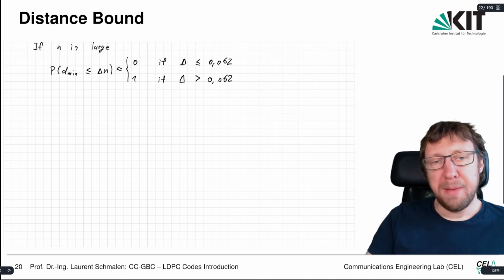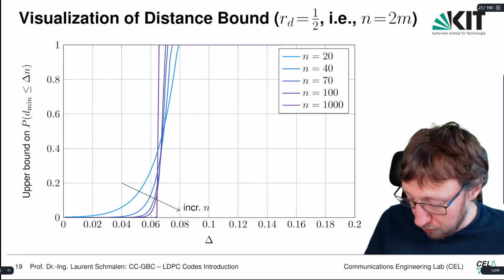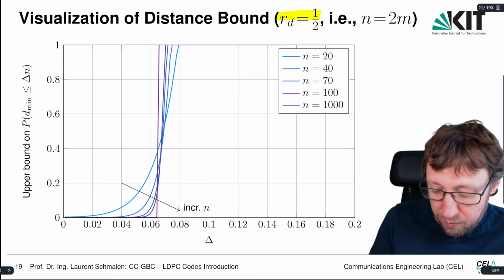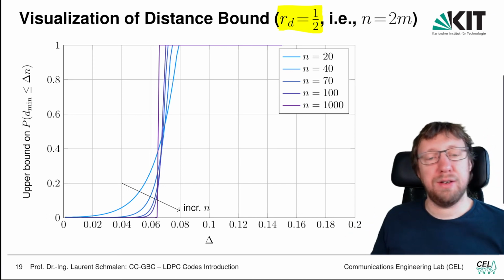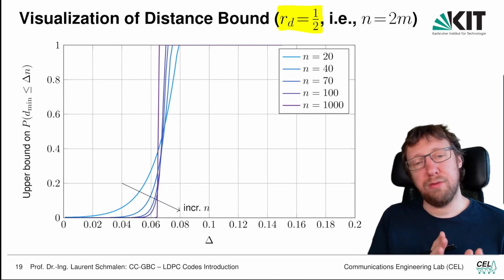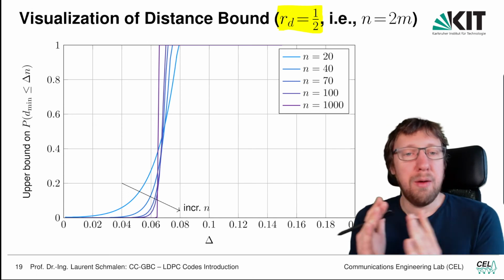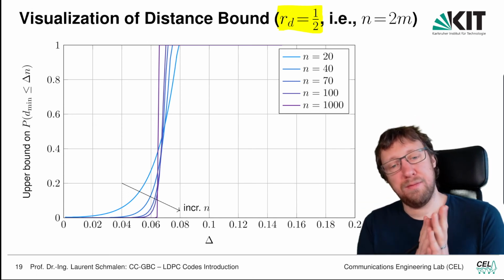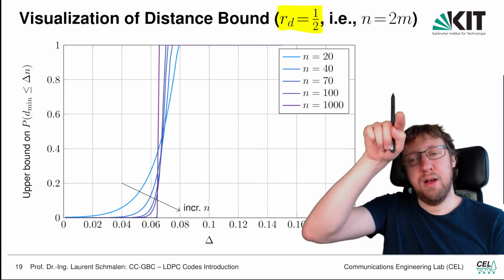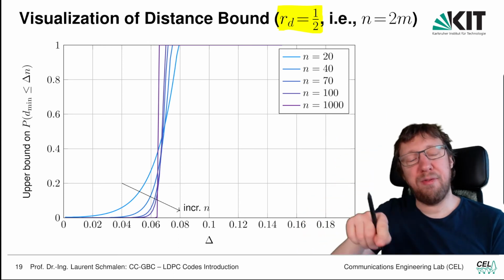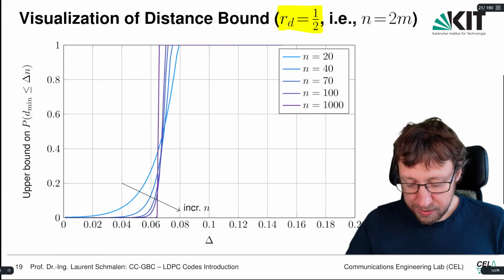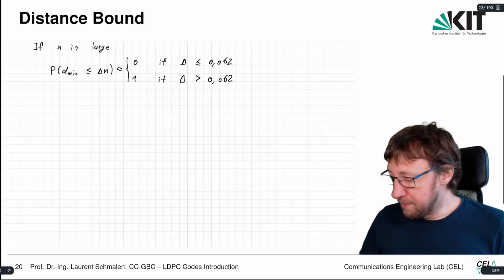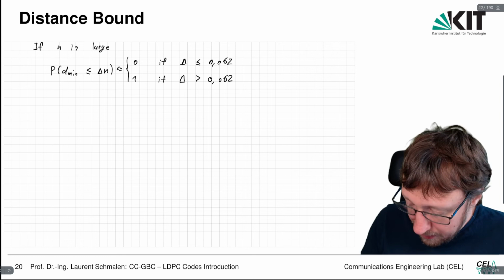So what I missed to say is that here we have a code of design rate 1/2. So this curve obviously depends on the design rate. Depending on what design rate you have, this will shift, but the general behavior will be similar. So if you increase n, this will approach a step function. So we have this, and let's take a look at an example.